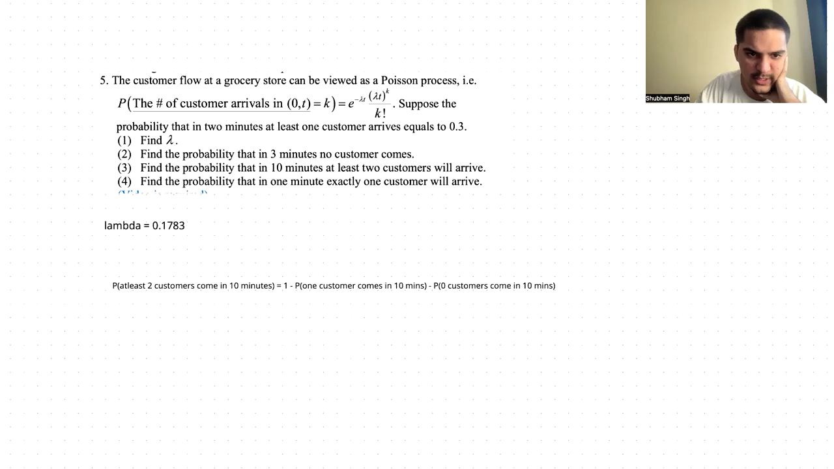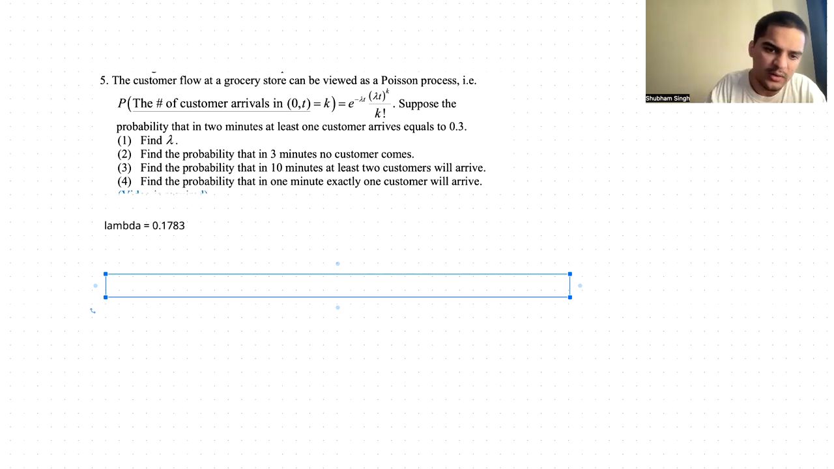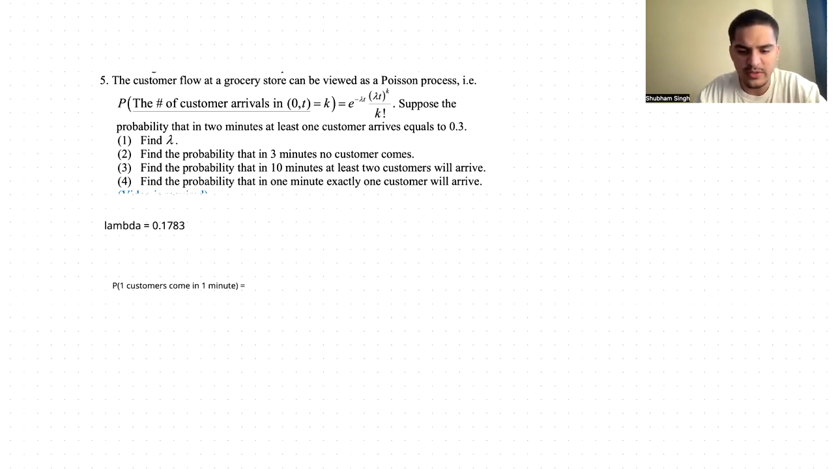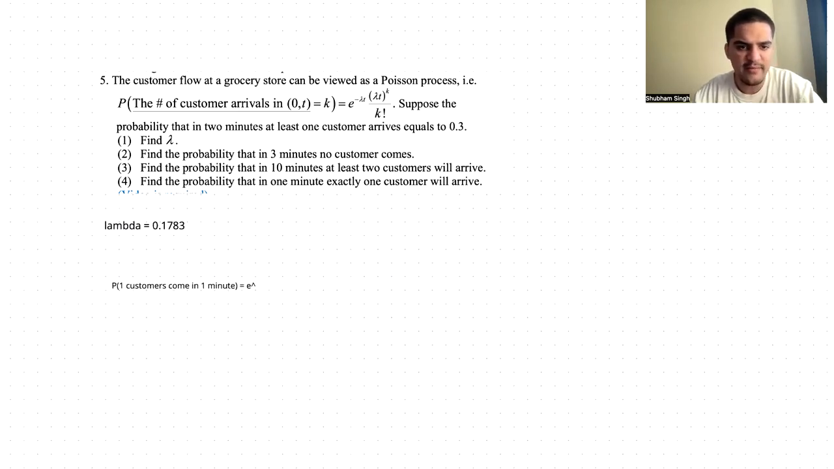We need to find the probability that in 1 minute exactly one customer will arrive. Again, it's straightforward. One customer in 1 minute. We just need to put the values in the formula. I'll write the values that we have. So k is equal to 1, t is equal to 1.